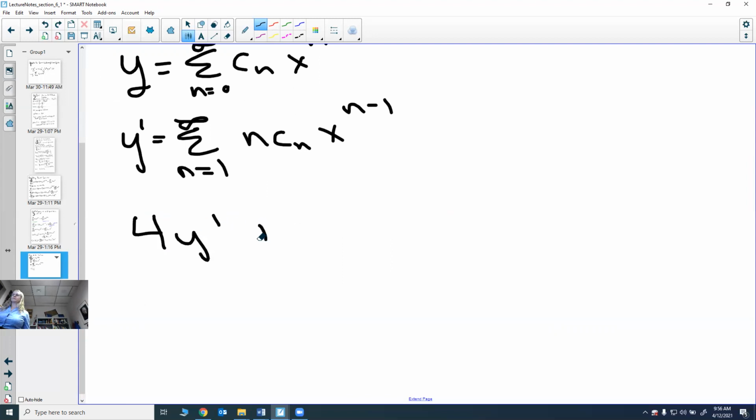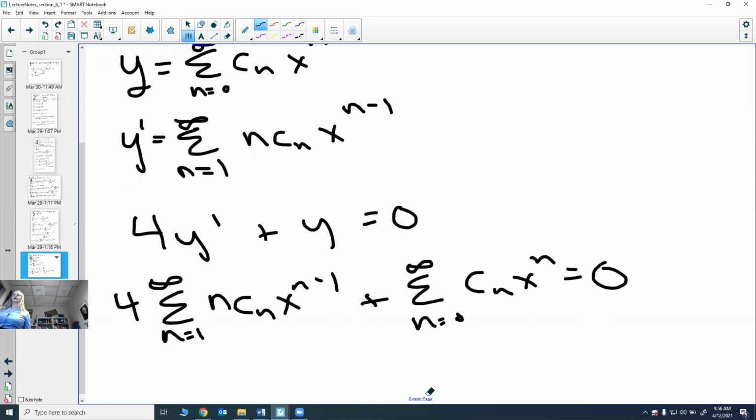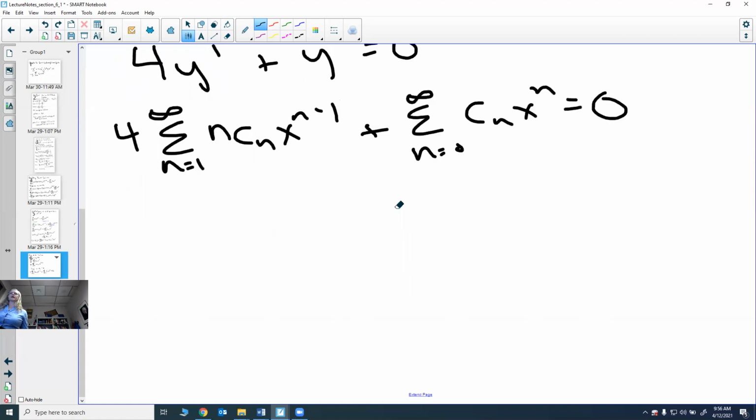Now we're going to substitute it in. We have 4y prime plus y equals 0. We have 4 times the summation n equals 1 to infinity of n c sub n x to the n minus 1, plus the summation n equals 0 to infinity of c sub n x to the n equals 0. So this is where we have to think about shifting the summations. We want to make both of these have an x to the n. The second one is already x to the n, so we don't have to do anything to that one. But for the other one, we do want this to be x to the n.